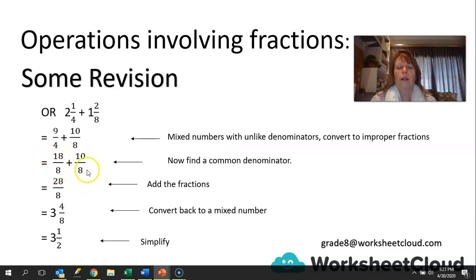We've got 18 over 8 and 10 over 8. They are like denominators. We can add our numerators together. We end up with 28 over 8. Okay, we then are going to simplify that back into a mixed number, which gives me 3 and 4 over 8, and then I simplify. This is also a way of simplifying, but we're converting it back into a mixed number, making it easier to look at, basically.